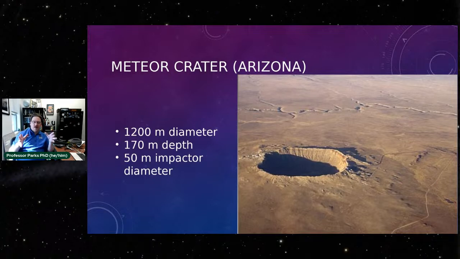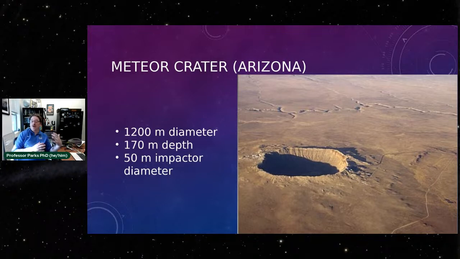And what I love about this crater, and the specifics are there, it's about 1.2 kilometers in diameter, about 170 meters deep, and we believe that it was a stony iron asteroid of about 50 meters in size that smacked into this. In terms of the devastation, let me also say that this impact is only about 100,000 years old.